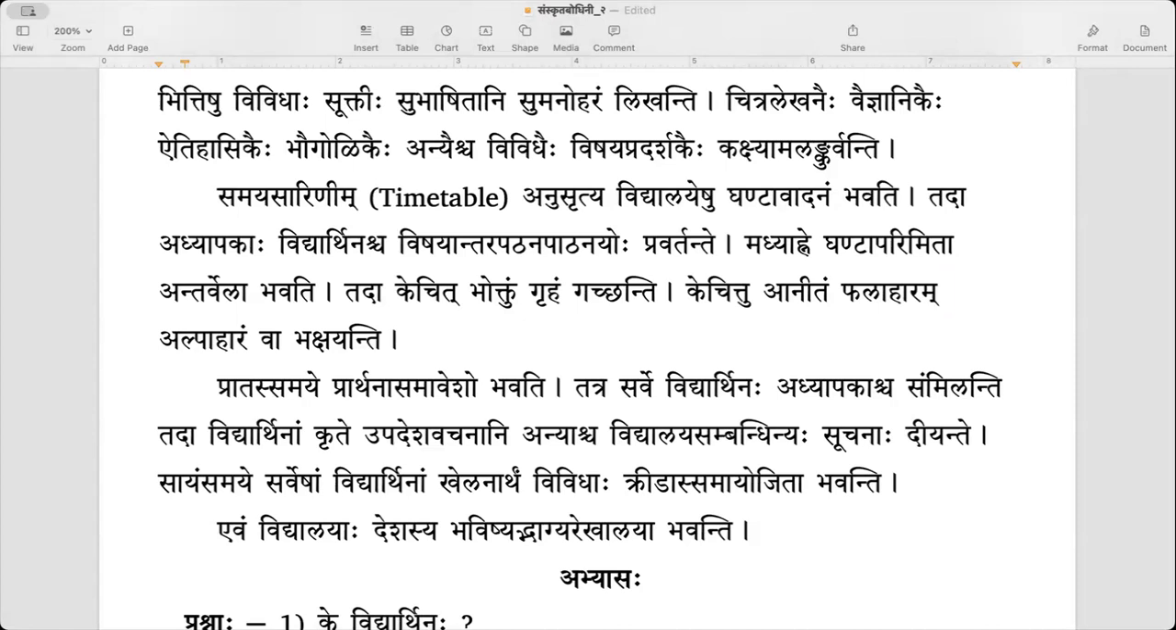Tatra sarve vidyarthinah adhyapakashcha sammilanti tada vidyarthinam krite upadesha vachanani anyashcha vidyalaya sambandhinyah suchanah diyante. So at that time, all teachers and students get together, and for the sake of the students, some advice is provided, and any other school related announcements are also given to the students.